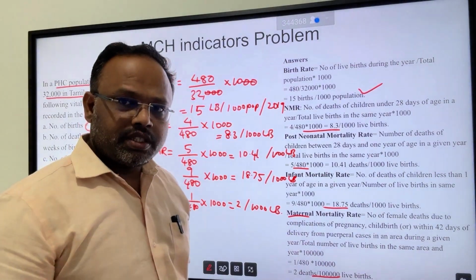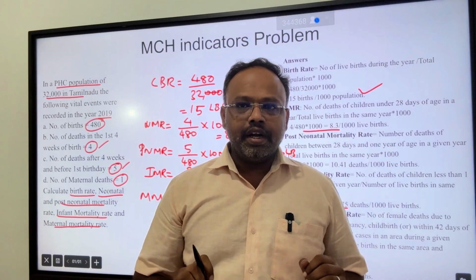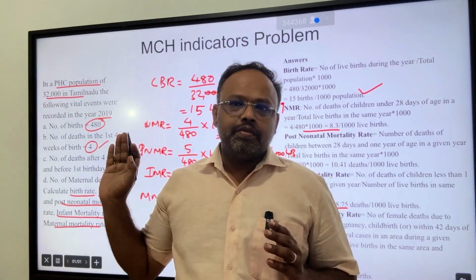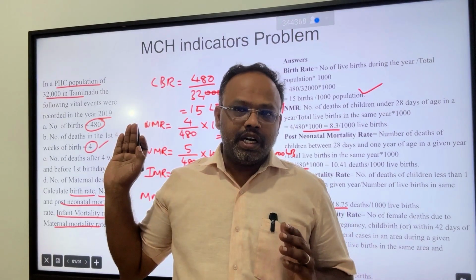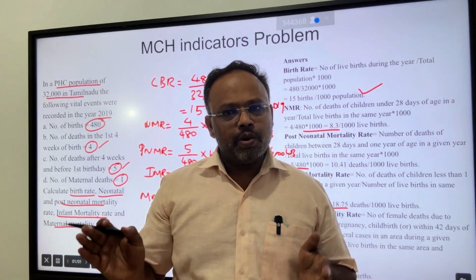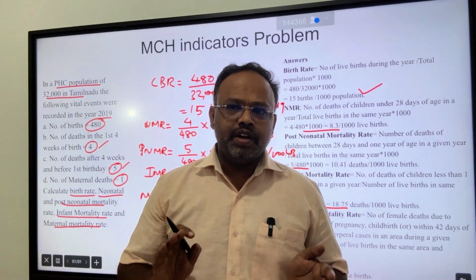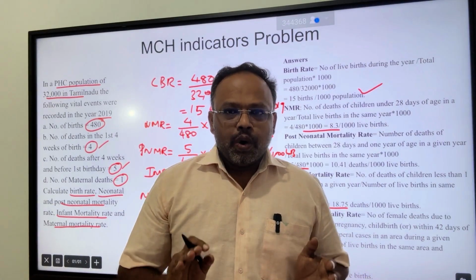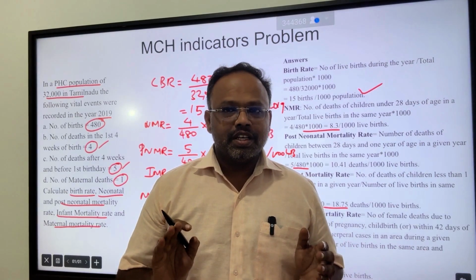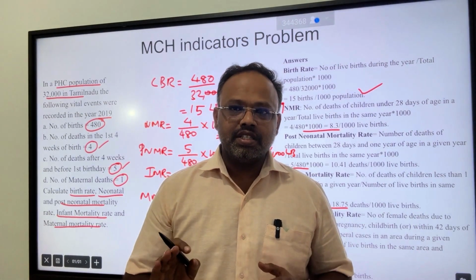In this presentation, we have seen demographic indicators, fertility related indicators, and maternal and child care indicators, and we have worked out the maternal and child care indicators. Similarly, questions will be framed for demography and fertility related indicators also, which are going to be straightforward in your exams. If you understand these formulas, the numerators, and the usefulness, you can easily work out the problems and also interpret the results correctly.